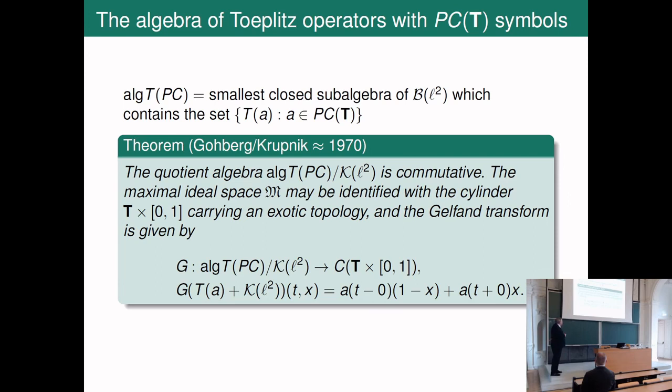And the maximal ideal space may in this case be identified with this cylinder, but with an exotic topology. And the Gelfand transform is given in this way. The Gelfand transform is a function from the algebra to the continuous functions on the maximal ideal space. If we take a point t in T and a point x from this line segment, then the Gelfand transform is defined in this way. Clearly, if x moves from 0 to 1, this describes the line segment from the left limit to the right limit at the jump.